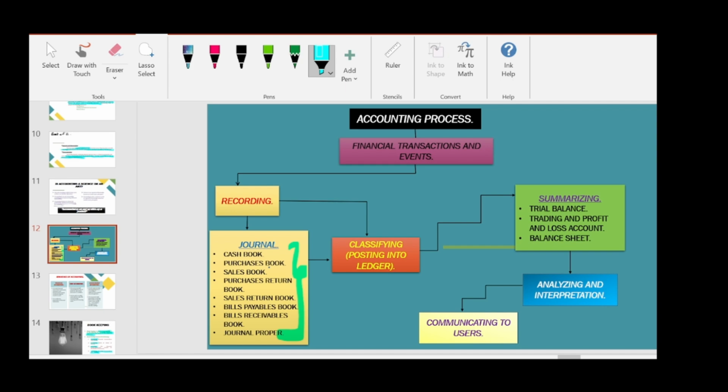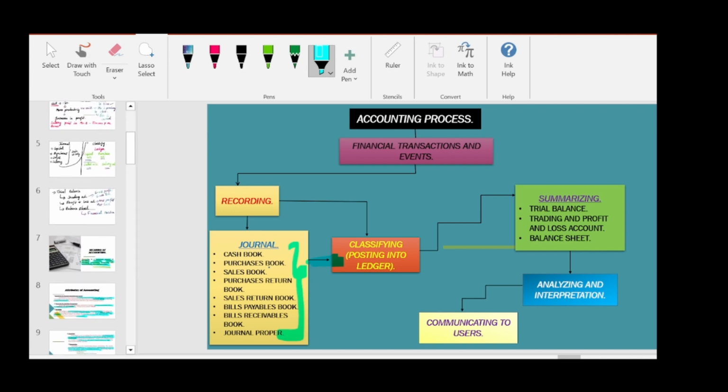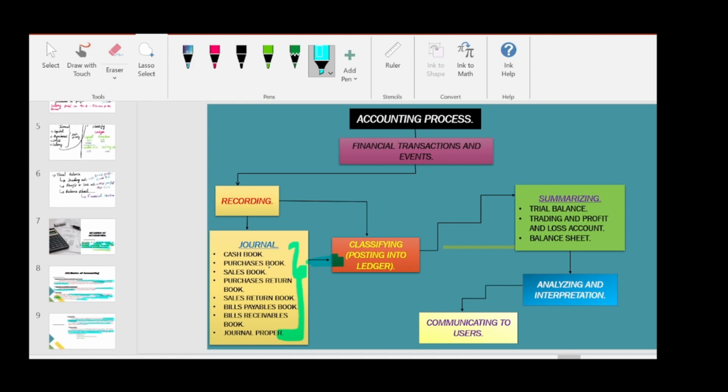Okay, subsidiary books. And from here, what will we do? We will post them to the ledger, and that is nothing but classifying. And from the ledger, we will prepare summarized statements like trial balance, trading and profit and loss account, and balance sheet. We will analyze and interpret, and at last we will communicate to the users. So this is given in a flow chart. So I hope this will be a good help for you in remembering the points. And yes, guys, I hope everything is clear till this one.